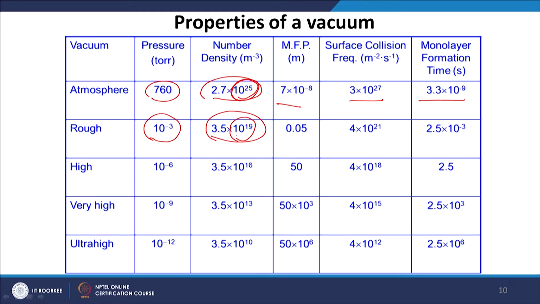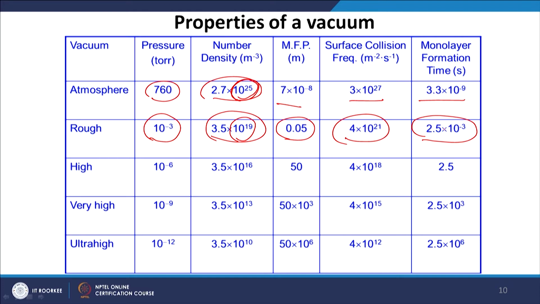What will be the consequence? The collision rate is now 4 into 10 to the power 21 per meter square per second. So, it is reduced, and the mean free path is 0.05 meter there, and the monolayer formation time is 2.5 into 10 to the power minus 3 second. So, it takes less time now.